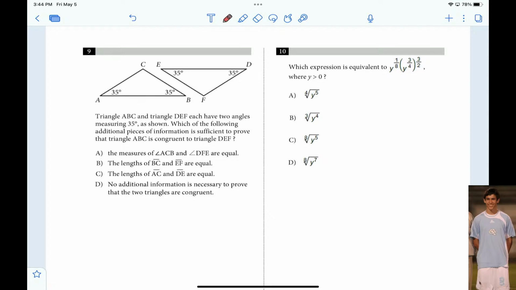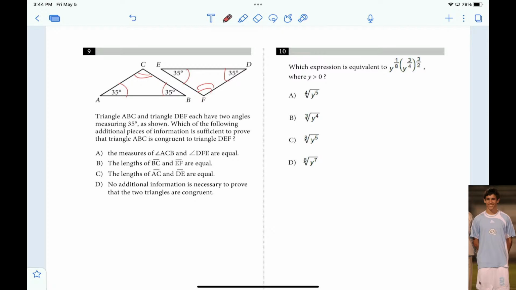So since for these 2 triangles that they drew for us, they have 2 angles that are the same within each triangle, that means their third angle here is also going to be the same. So we already know that these 2 triangles are similar. Now for this problem, that is not what we need to know though, because they want us to be able to say these two triangles are congruent.